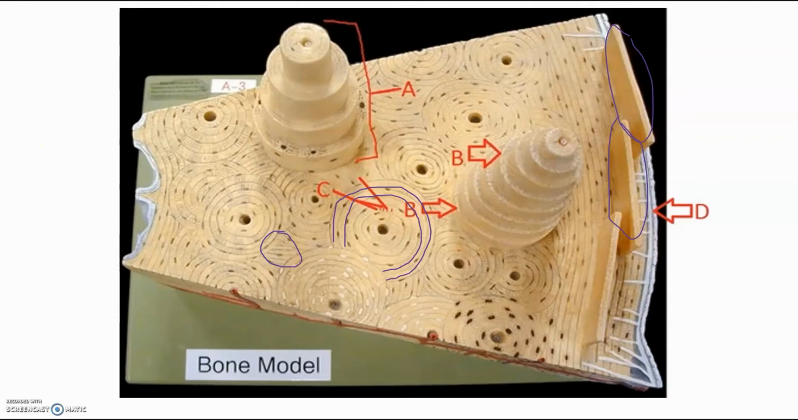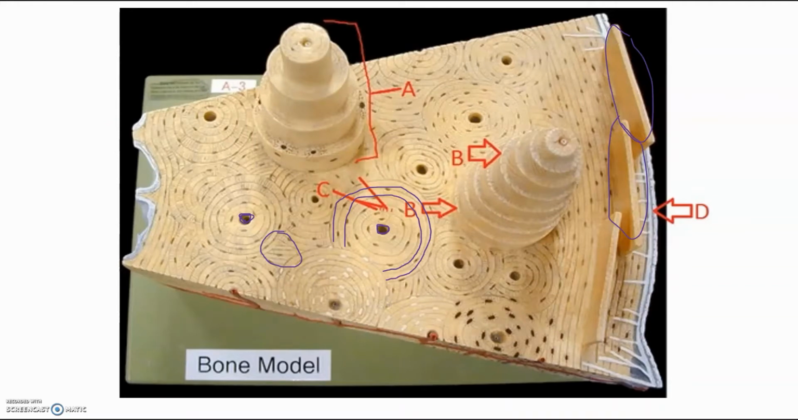Then the next structure I want to point out is called the central canal. So if you remember those concentric lamellae right here, they're all going to be centered around the central canal right here. So you can see one right there. I'll draw one right here. This is going to be where the blood vessels are that are going to be nourishing this bone.